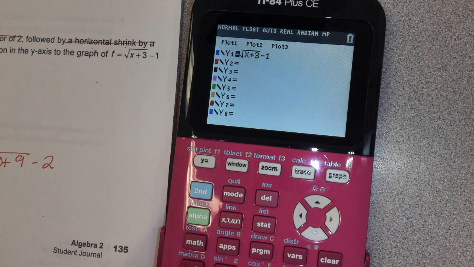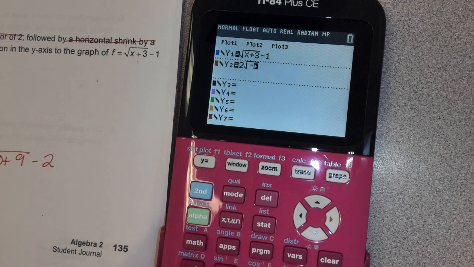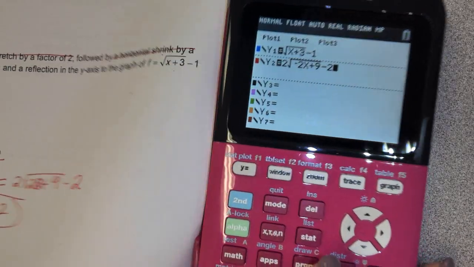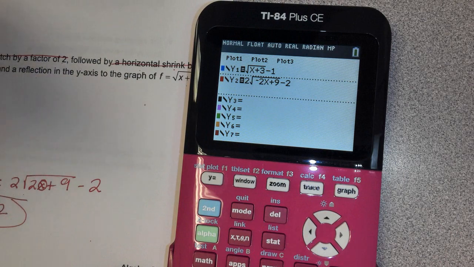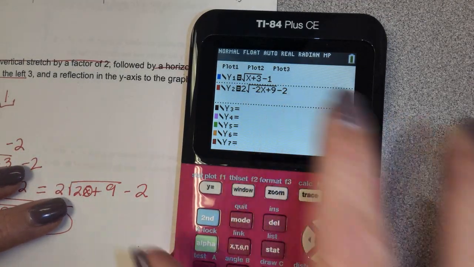So there's our original. Here's what we think is the answer. When we have this vertical stretch by a factor of 2, that shifts everything. So it actually even changes that point. So you've got to keep that in mind.